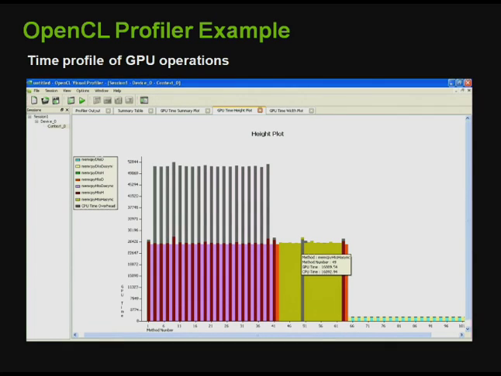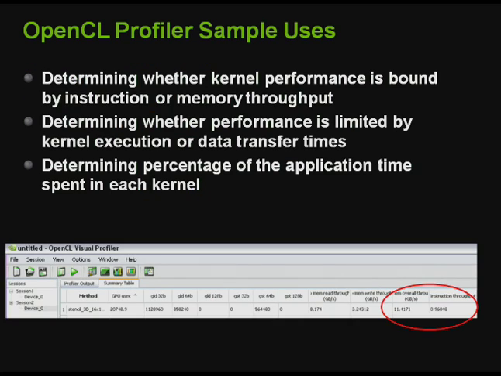Here's a quick screenshot of one of the views, with a time profile of OpenCL commands running from left to right. You can use this for determining whether kernel performance is bound by instruction throughput or memory throughput, seeing whether you're limited by execution or transfer times, and whether your application's time is spent in the kernel on the GPU or is somehow being spent in overhead on the CPU trying to schedule it.